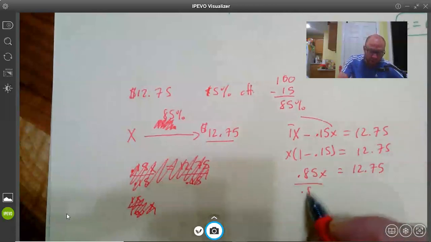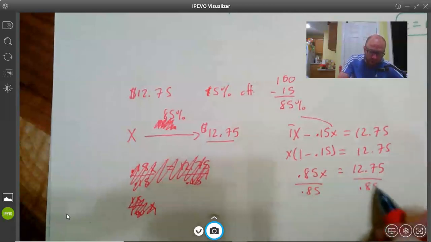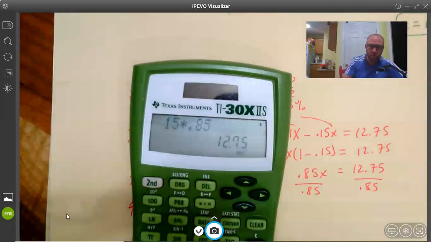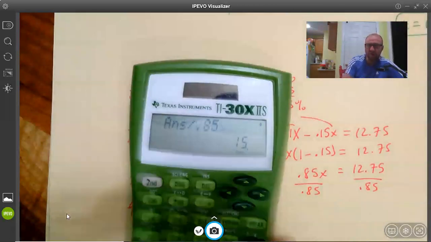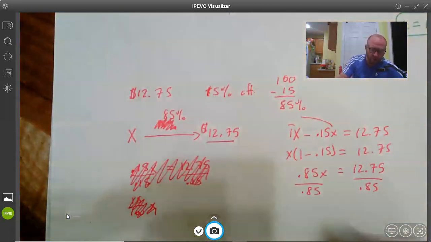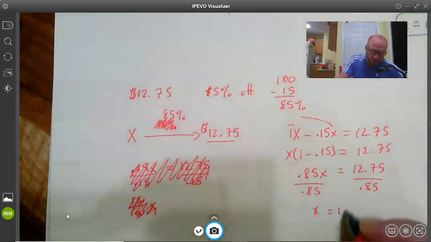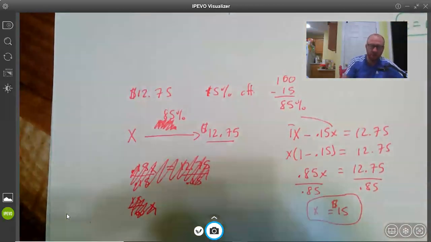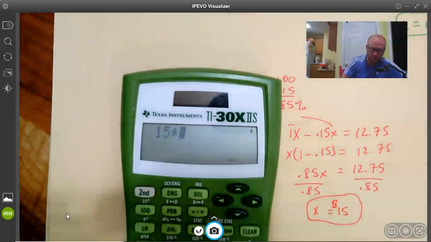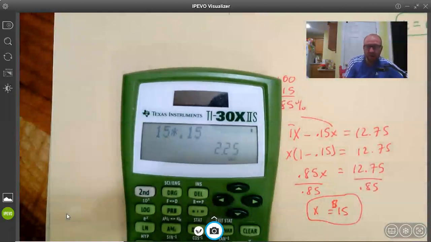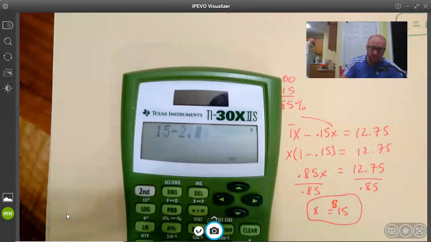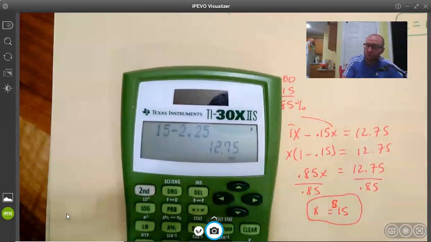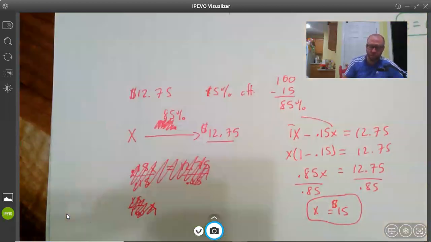So now we divide by 0.85 on both sides. Divided by 0.85 gives us 15. So the original price was $15. And we could check this: if I take 15 times 0.15, that gives us $2.25. 15 minus $2.25 is $12.75.